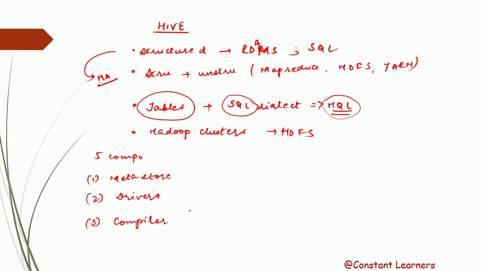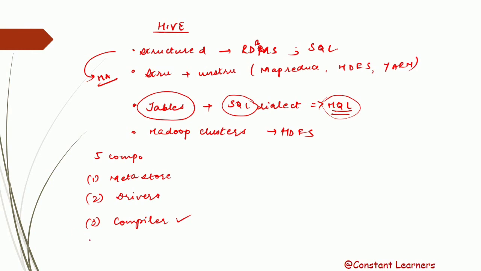The third one is the compiler. Now what does the compiler do? It helps to compile the HQL queries. That means it converts the query to the execution plan. That means how the query is going to be executed, what steps will be taken, or how the data will be retrieved from the tables. That is done by the compiler. It decides the execution plan and takes the required steps needed.